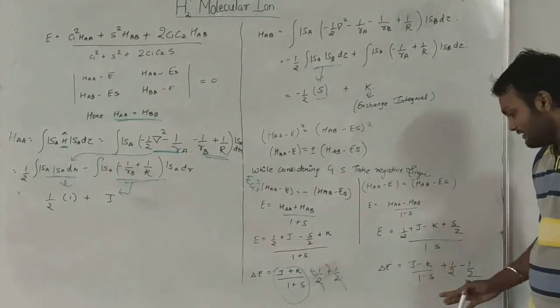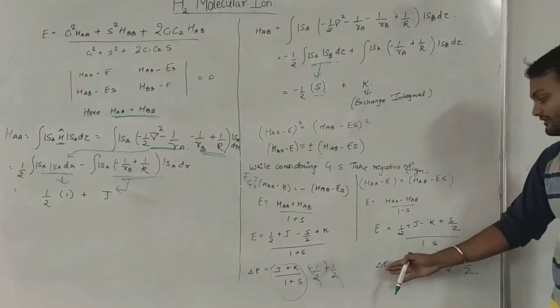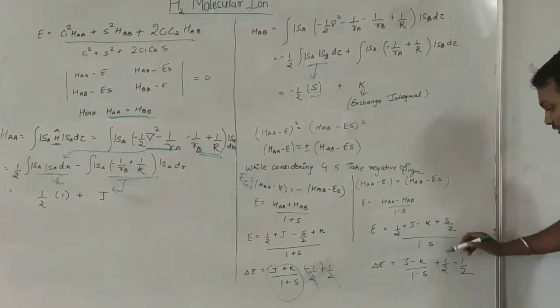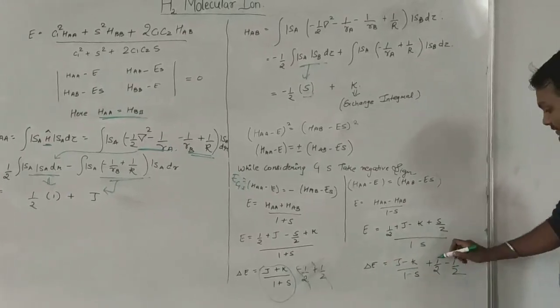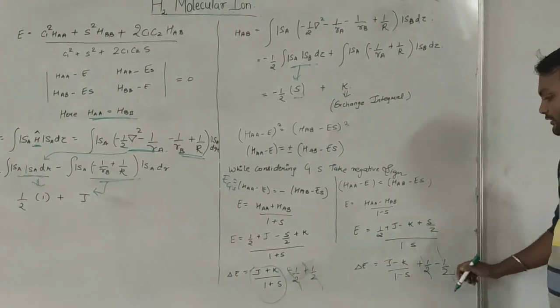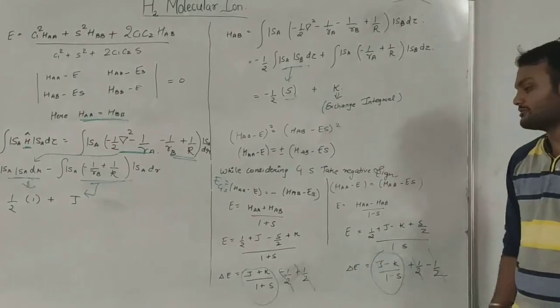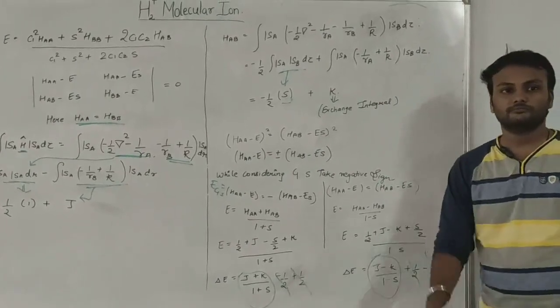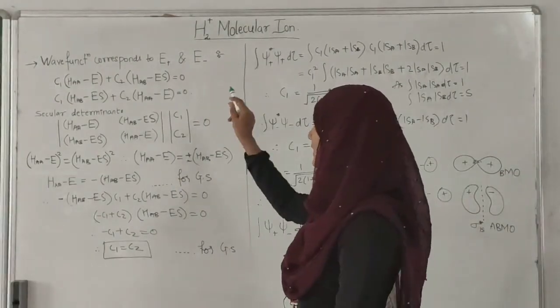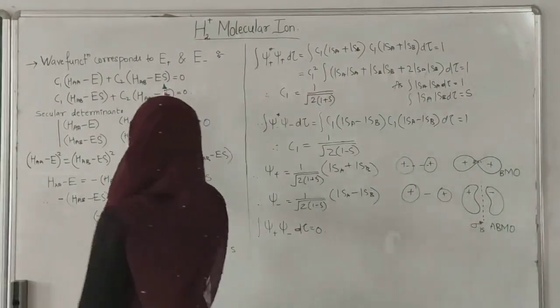Similarly, we can also solve in the same manner for the delta E for the excited state. The whole solution will be the same. Here also 1 by 2 and minus 1 by 2 will cancel, and this will be the final answer for delta E for both the terms. Here E1 and E2 are replaced by E plus and E minus. So these are my secular equations.